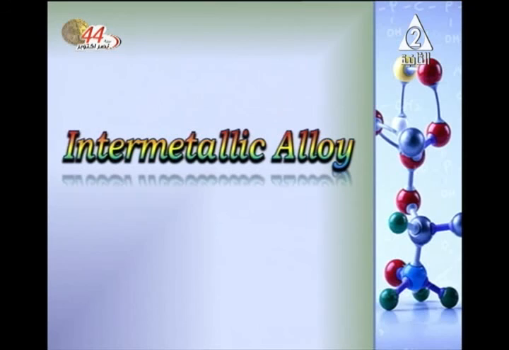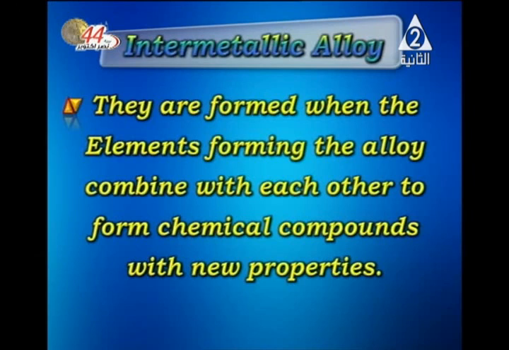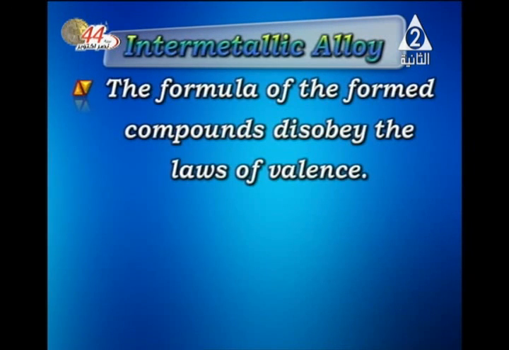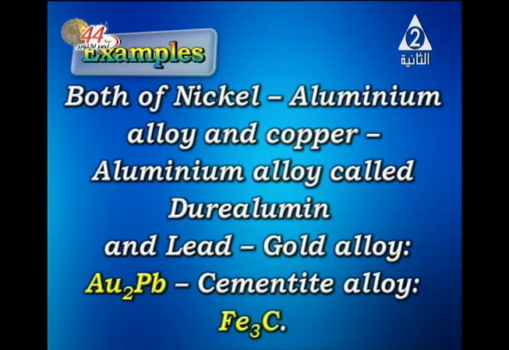The intermetallic alloy is formed when the elements forming the alloy combine with each other to form a chemical compound with new properties. The formula of the formed compound disobeys the law of valence, and the formed compounds are solids and they cannot be formed by metals of the same group. For example, nickel aluminum alloy, the copper aluminum alloy called duralumin, and lead gold alloy that has chemical formula Au2Pb, and cementite alloy Fe3C.